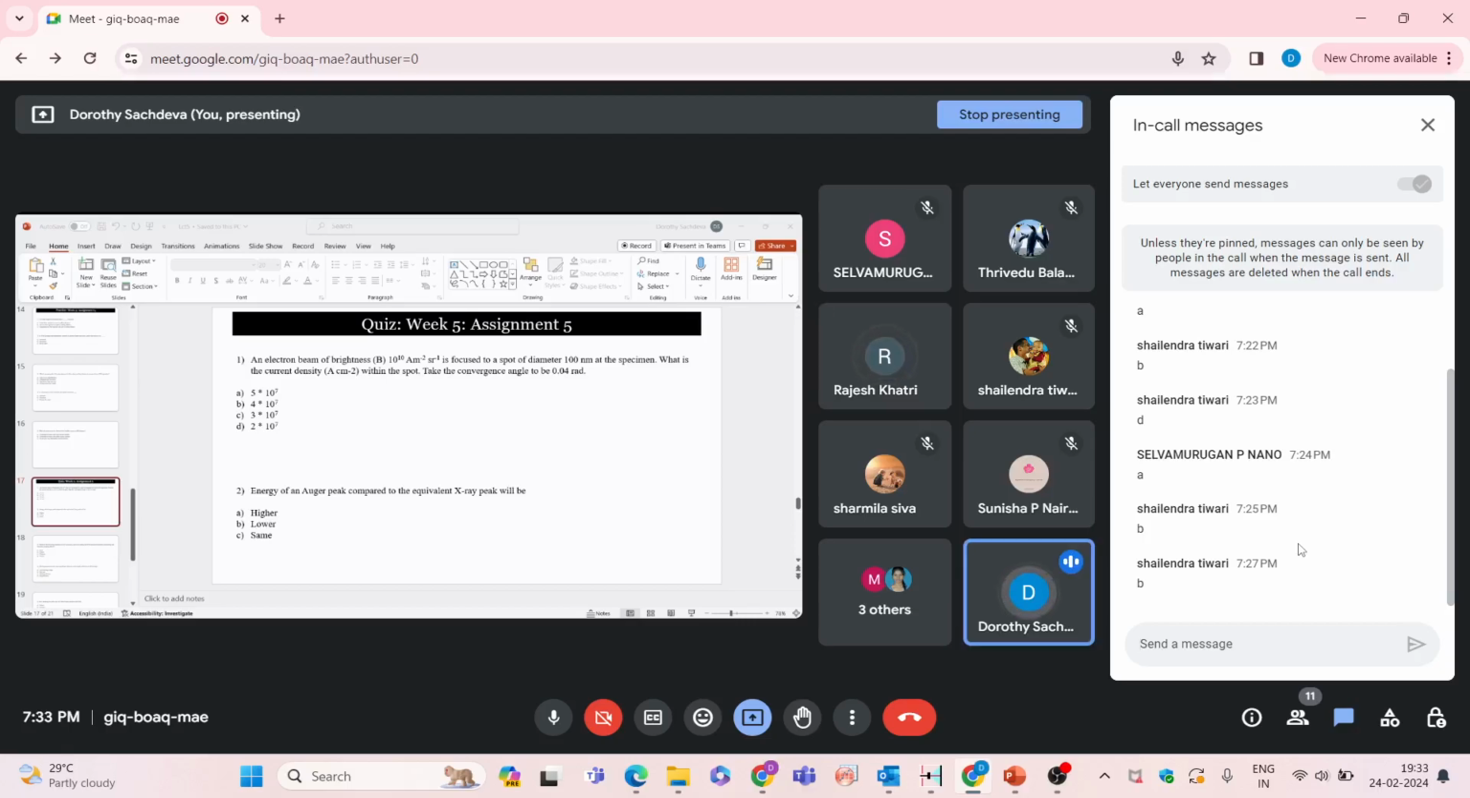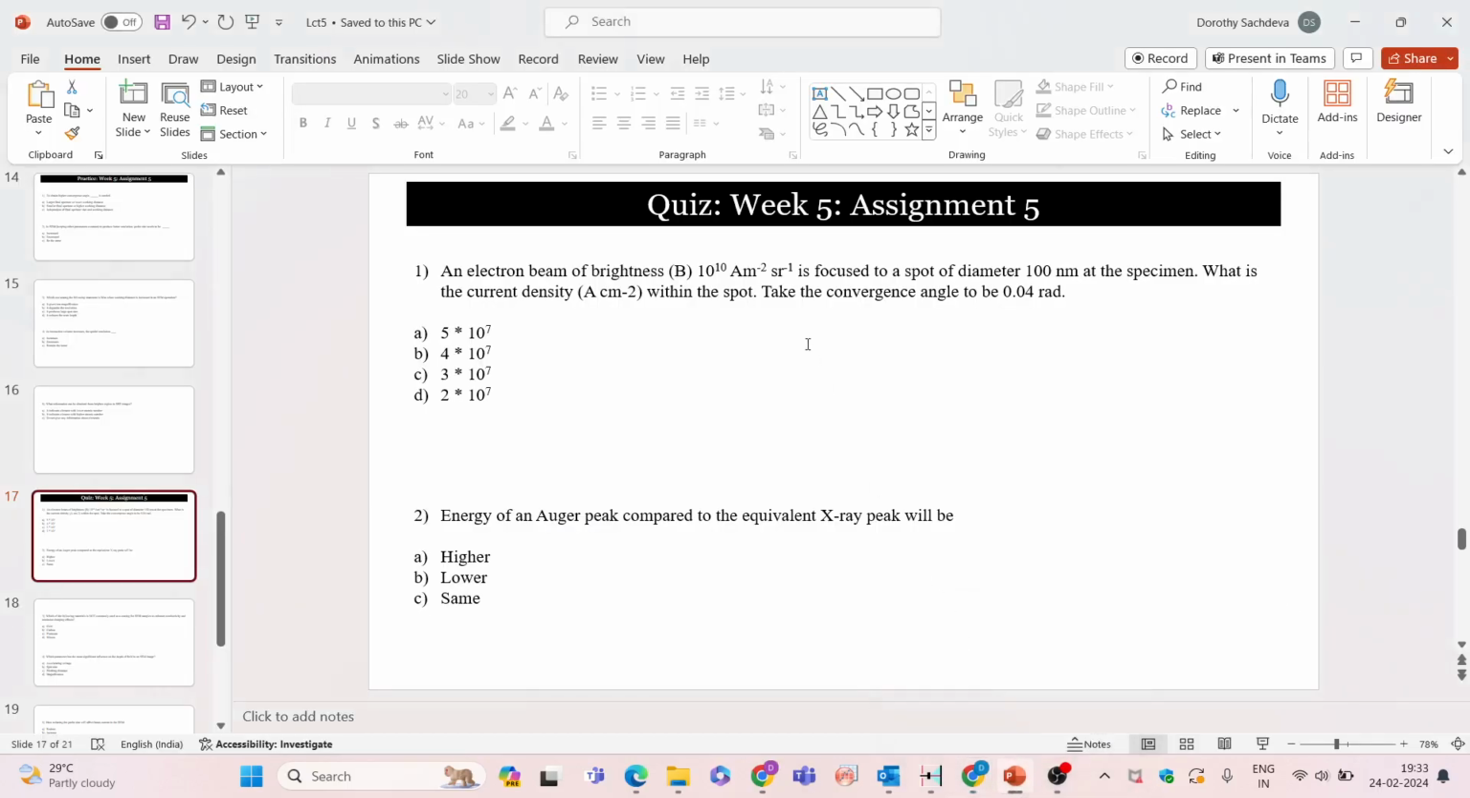If you multiply 3.14, it will come to be 5.02 something. So when you interchange the power with 10 raised to power 10, it will come as option A, that is 5 into 10 raised to power 7, as the correct answer.